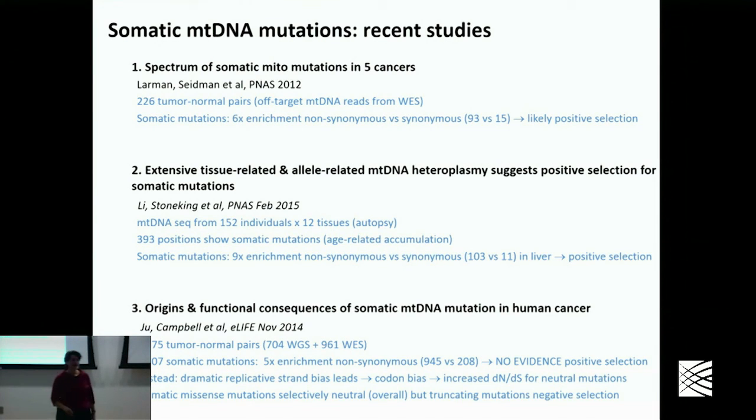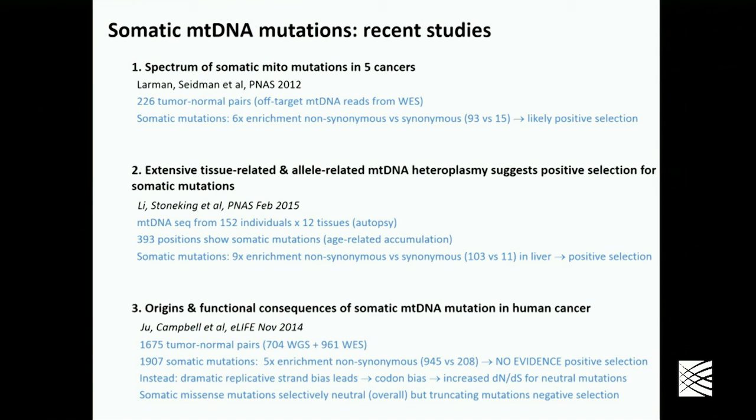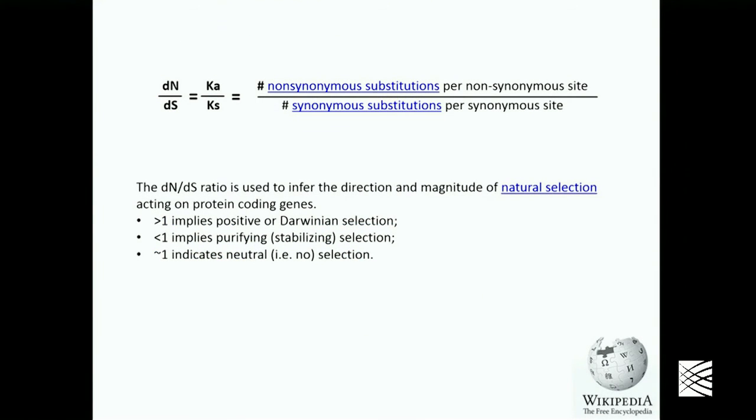Instead, they uncovered a really beautiful mutational process specific to the mitochondrial genome. And once you take that into account, these signals that look like positive selection just melt away. So this is a cautionary tale: with our statistical tests, you have to understand all the assumptions that are going in.